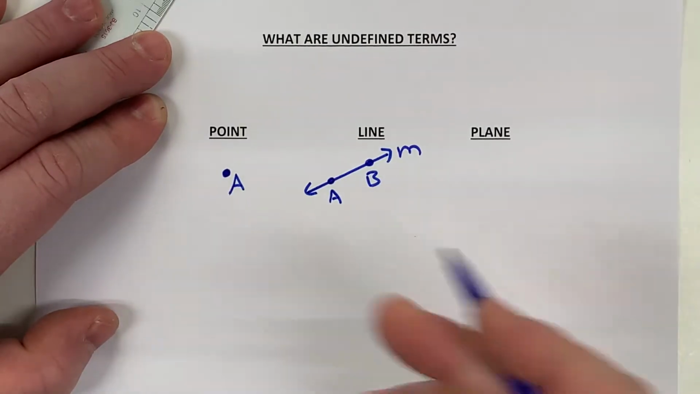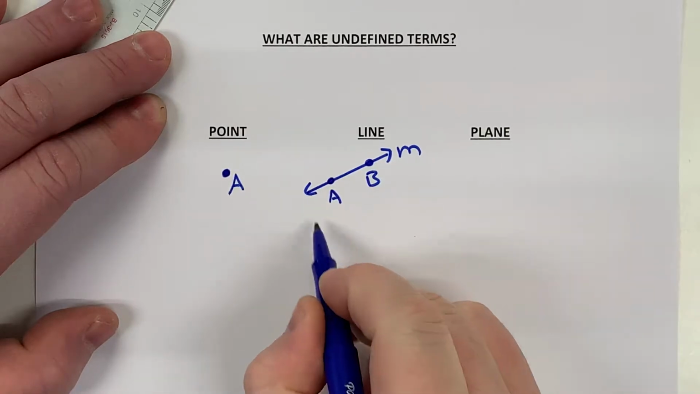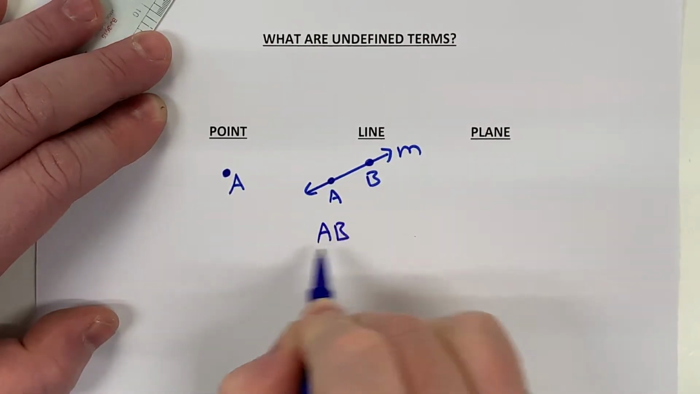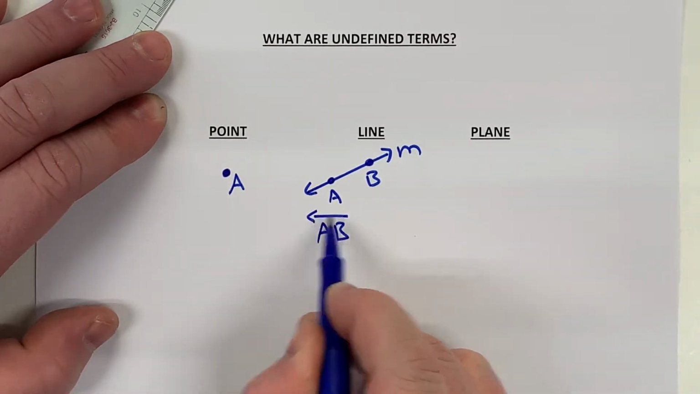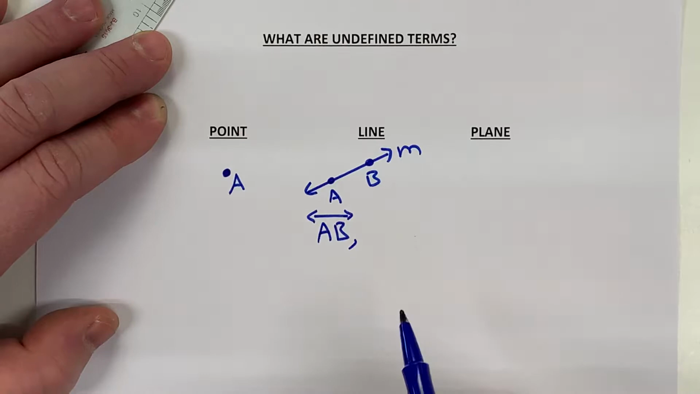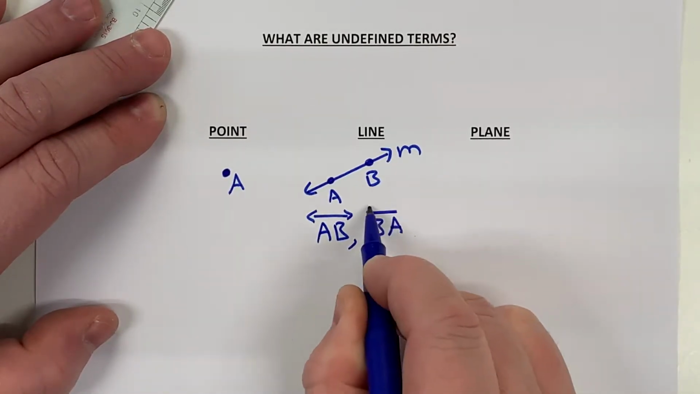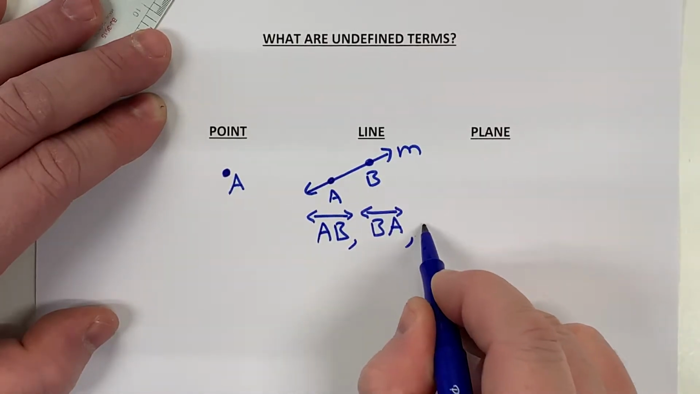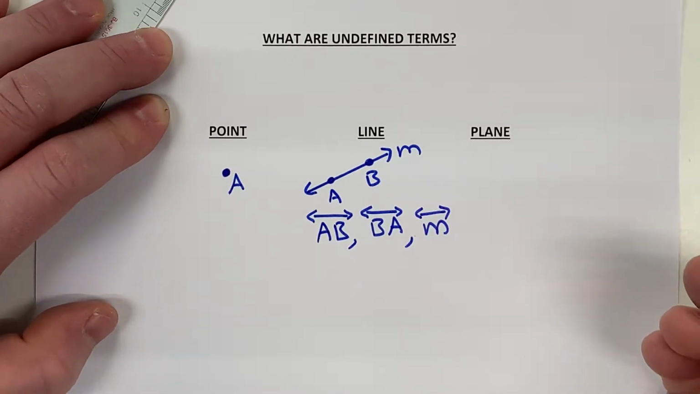So what do I have? 3 ways to name it. Way number 1 is I can call it line AB, and since it's a line, not a line segment or a ray, I put a line over the top of it. Another way I can write it is line BA with a line above, or I could simply just call it line M. I have 3 different ways I can choose to write this.